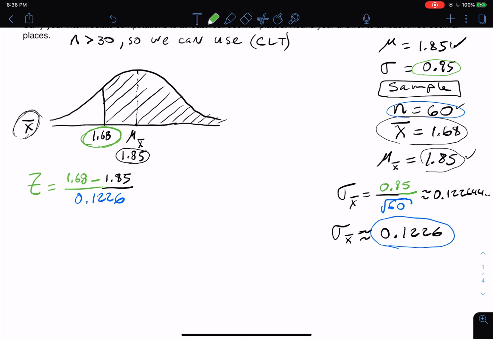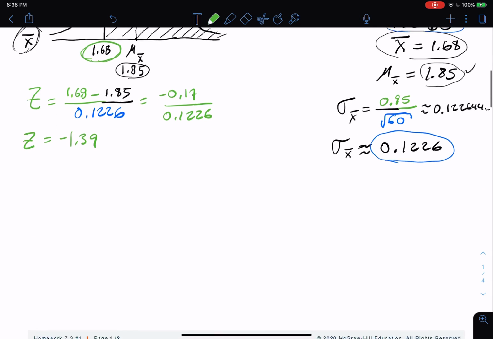Okay, and after all that work, up top you get negative 0.17 divided by 0.1226. And when we divide that, we get z is equal to negative 1.39. So now we have a z-score.